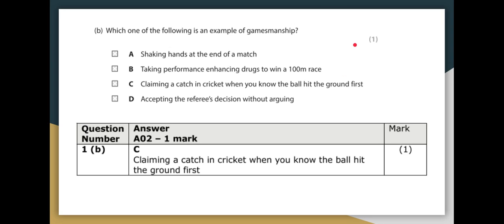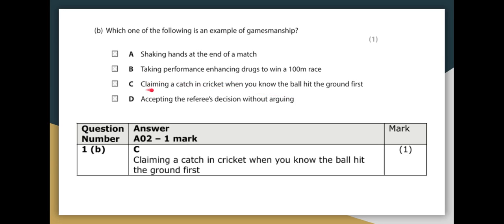Which one of the following is an example of gamesmanship? Gamesmanship is bending the rules, but not breaking the rules. So we've got the choice: shaking hands at the end of a match. That's going to be sportsmanship. B, taking performance-enhancing drugs to win a 100-meter race. That's going to be outright cheating, so that's negative deviance. D is accepting the referee's decision. That's going to be sportsmanship.